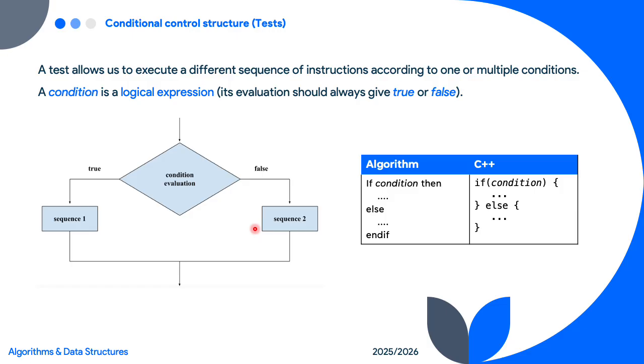Technically, it can be written like the following table in the standard algorithm and C++ programming language. The keyword if is followed by the condition or the logical expression we are working on. So let's try to map the flowchart to the table. Sequence 1 should be placed here as its condition evaluation is true, and the sequence 2 should be placed here.